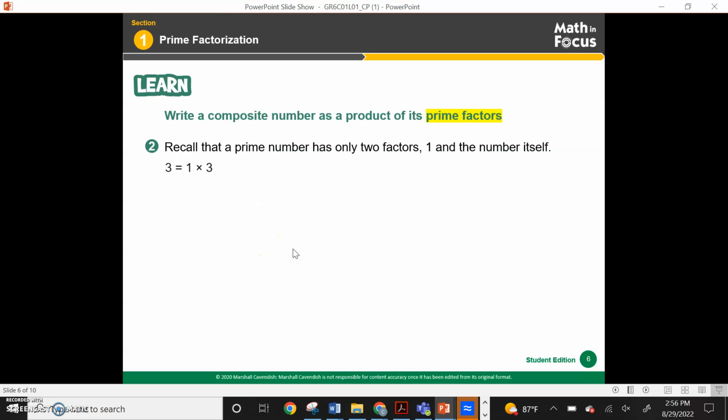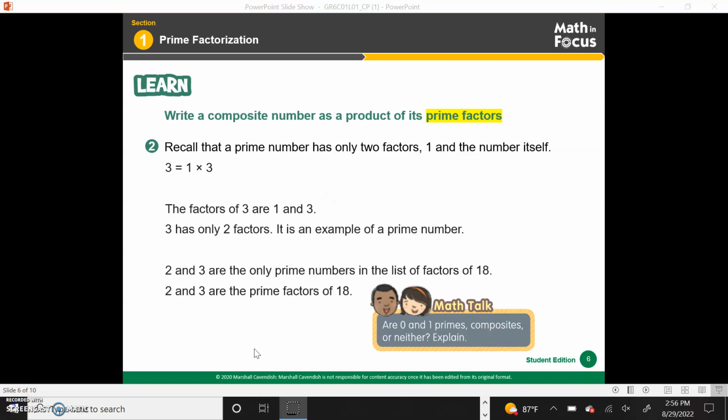Now let's take a look at page 6, moving down into section 2. It says write a composite number as a product of its prime factors. It says recall that a prime number has only 2 factors, the number 1 and itself. For example, 3: the only 2 factors are 1 times 3, that will give you 3. Now we're not talking about 1.5 times 2 or anything like that, just 1 times 3 will give you 3 and that's it. So the factors of 3 are 1 and 3. So 3 only has 2 factors, so it's an example of a prime number.